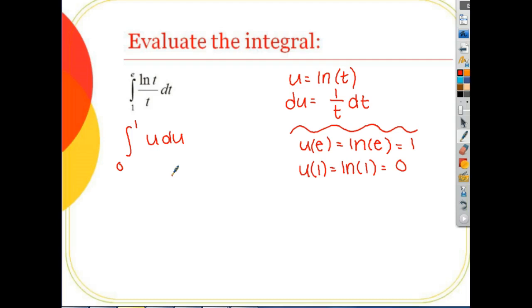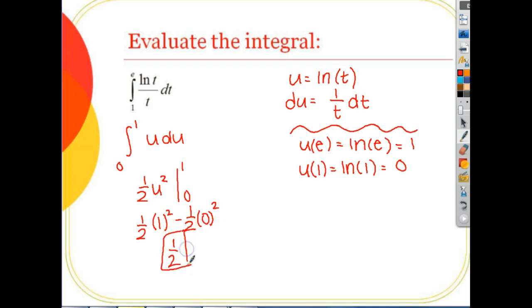Antiderivative of u is? Yep. So we get a nice, pretty 1/2. It won't seem like such a simple answer for such a complicated looking problem to start.